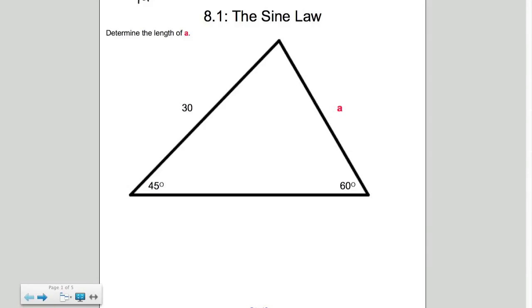So today we talk about the sine law, so start chapter 8. How we're going to start is I'll pose this question. We have a triangle given two degrees on one side. We're asked to find the length of A. How can we go about doing this? How can we go about trying to solve for A?